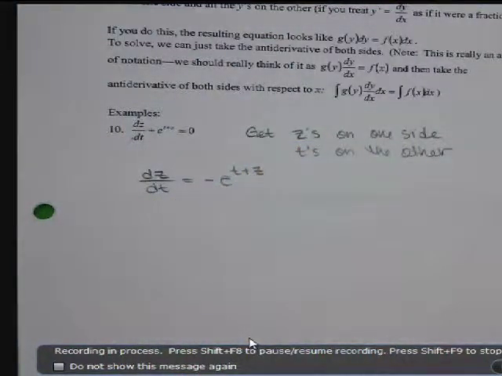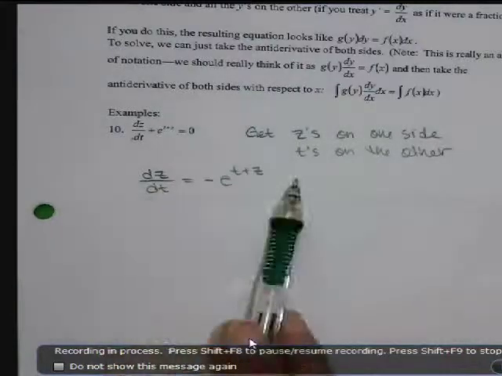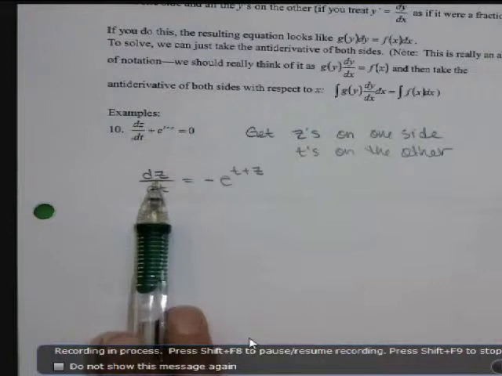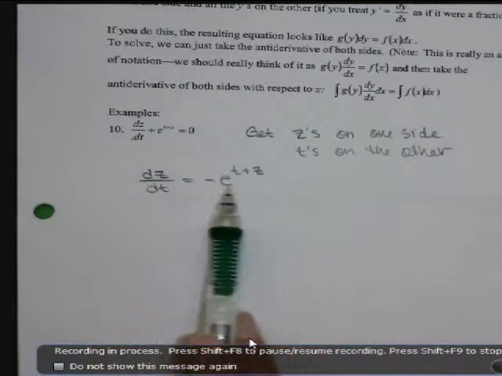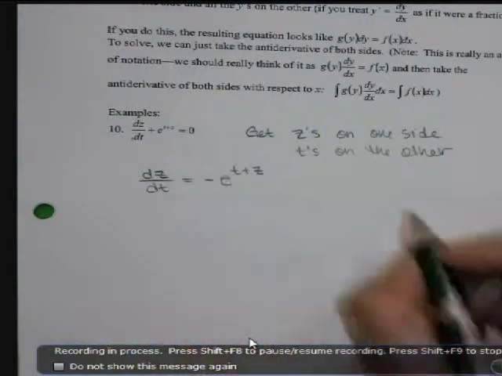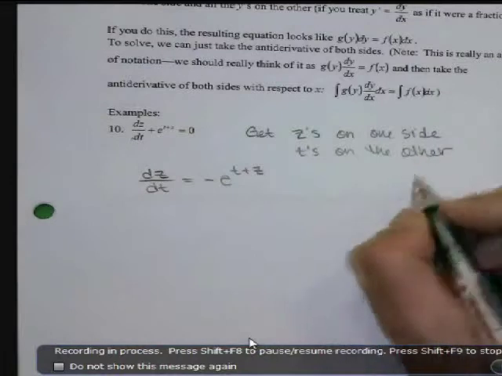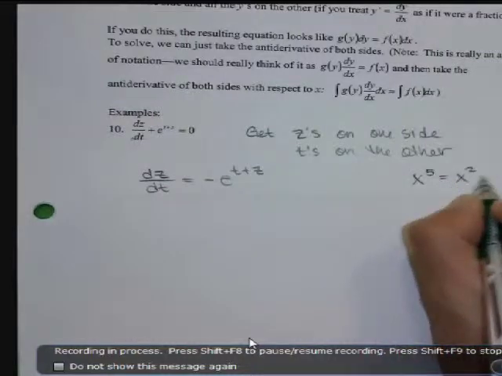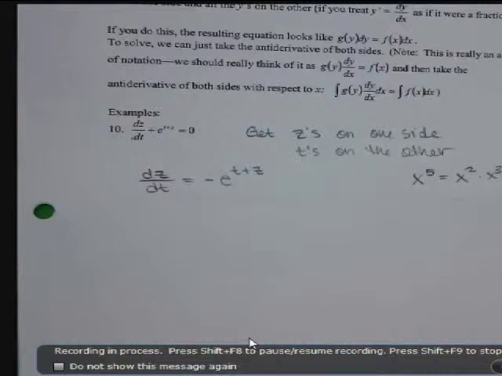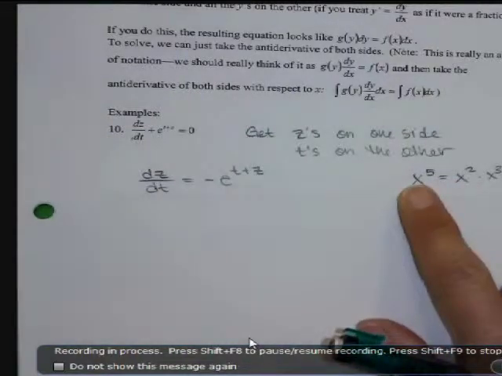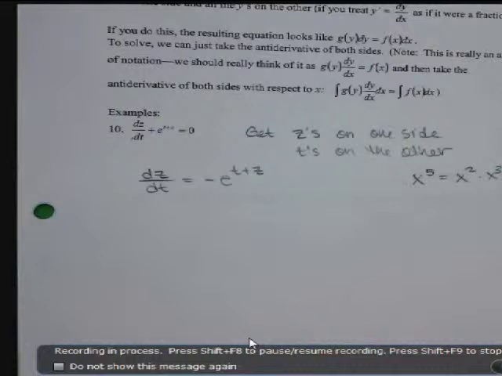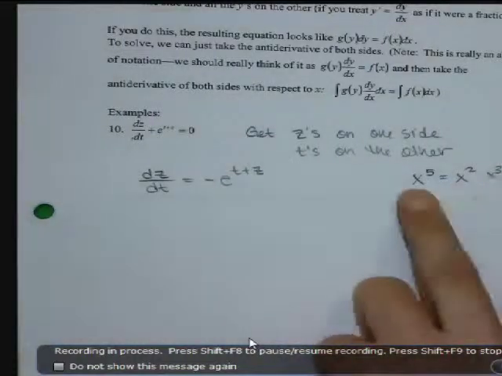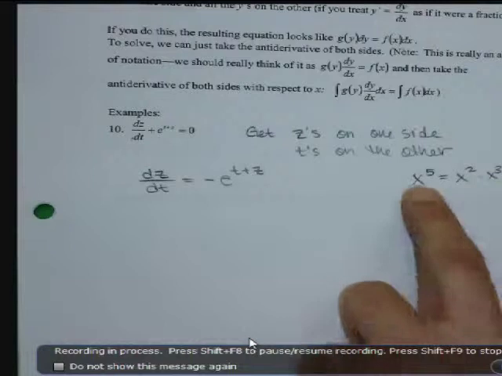So how are we going to separate? It's easy to multiply both sides by dt and get just this dz by itself, but we can't have z's on both sides. So I have to think of, how am I going to separate this? Well, if I have x to the fifth, I can separate that as x squared times x cubed. X squared times x cubed is the same as x to the fifth. I can break it up however I want. I'm just using this property backwards.